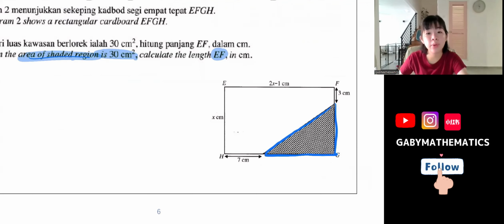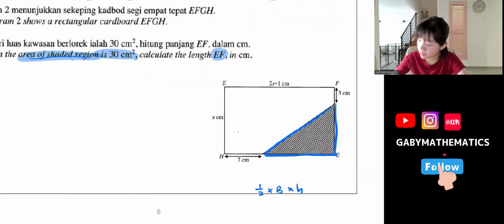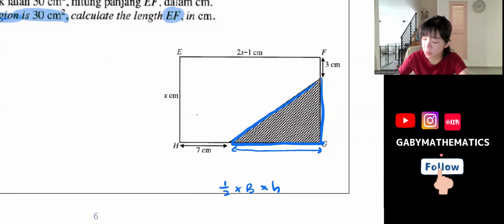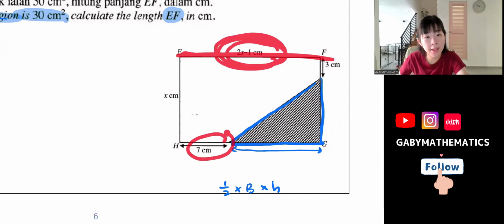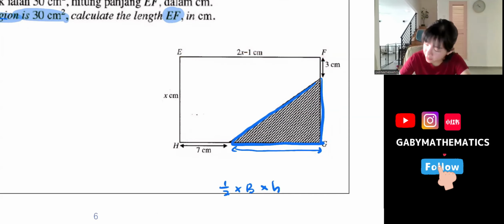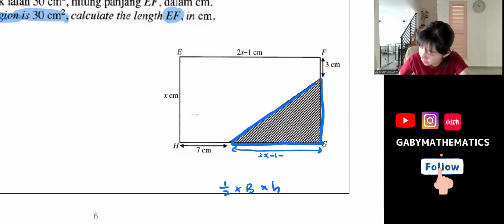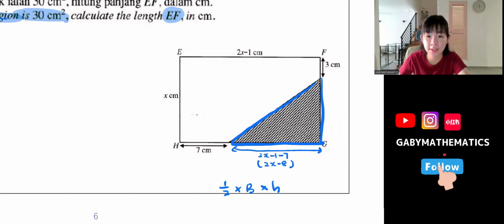So for a triangle, we always need 1/2 times base times height. So what is the base? Triangle base. We know that the whole thing here is 2x minus 1, minus 7. So the remaining here will be 2x minus 1 minus 7. So we get 2x minus 8 for the base.